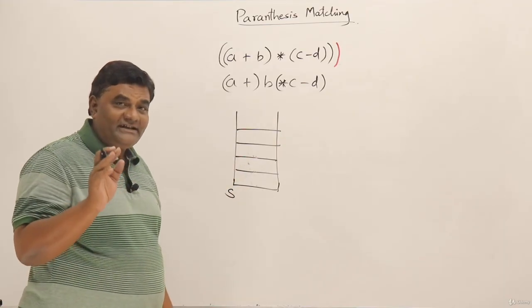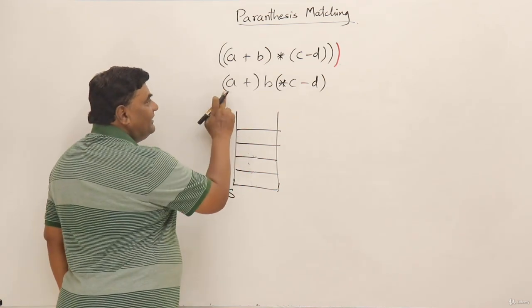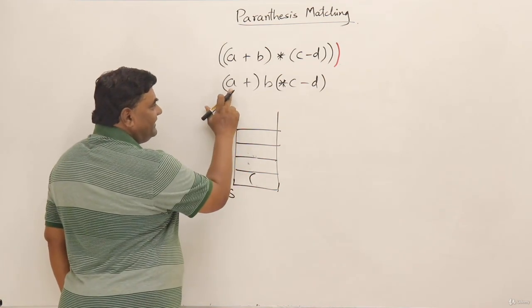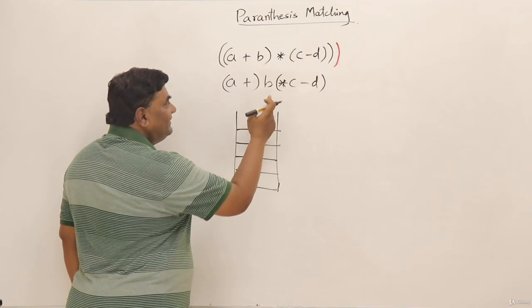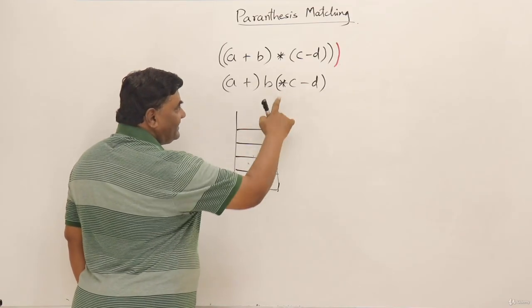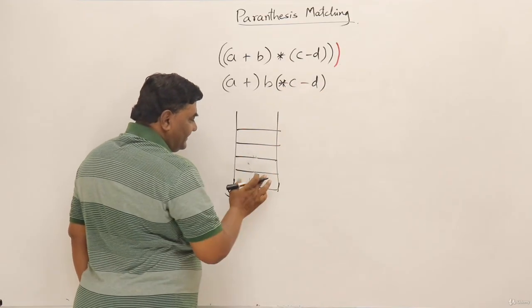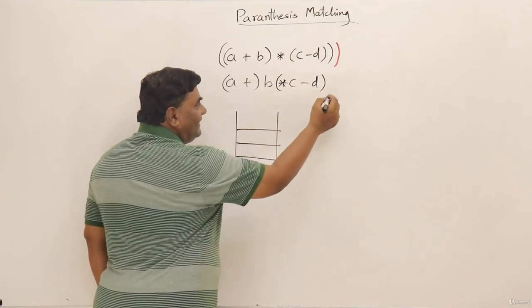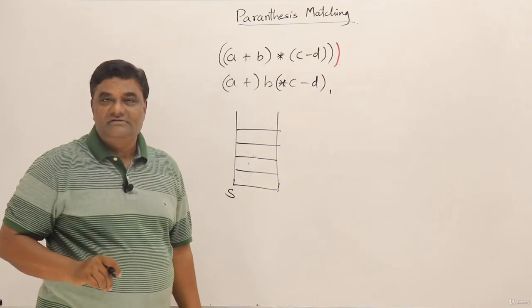But let us check whether it is balanced parentheses or not. Let us try it. Opening bracket, push it into the stack. A, ignore, plus, ignore, closing bracket, pop out a symbol from the stack. Then opening bracket, push it into the stack. Star, ignore. C, minus, D, ignore all of them. Closing bracket, pop out a symbol from the stack. End of the expression, there is nothing in the stack, so it means parentheses are matching.